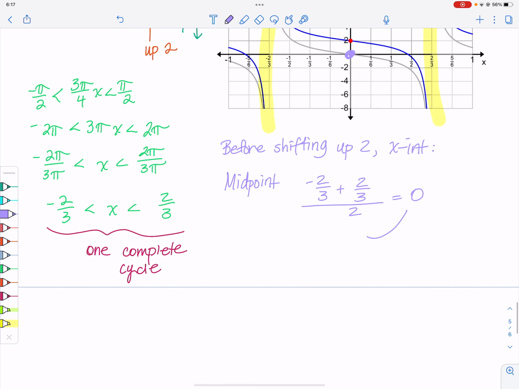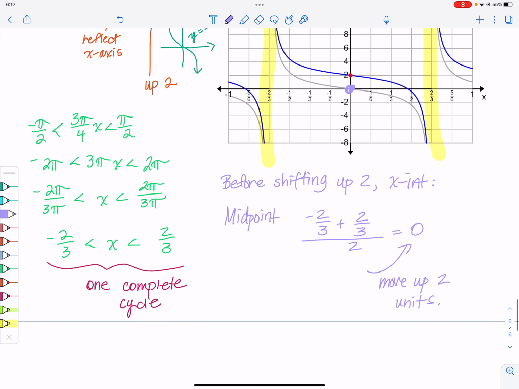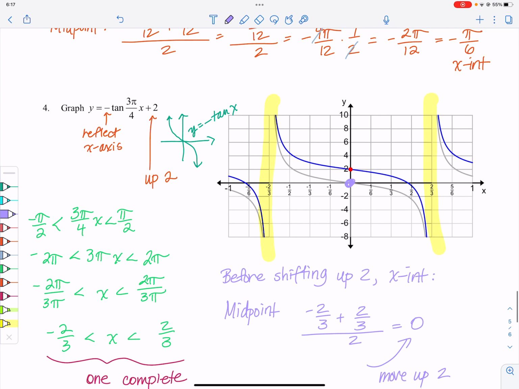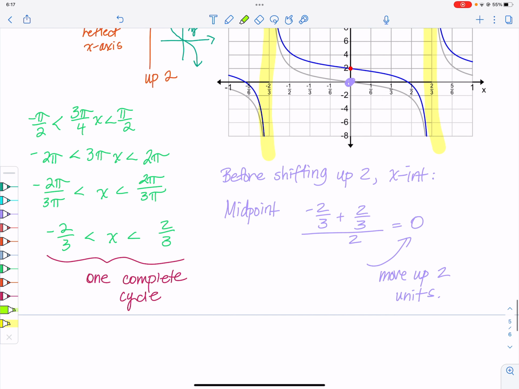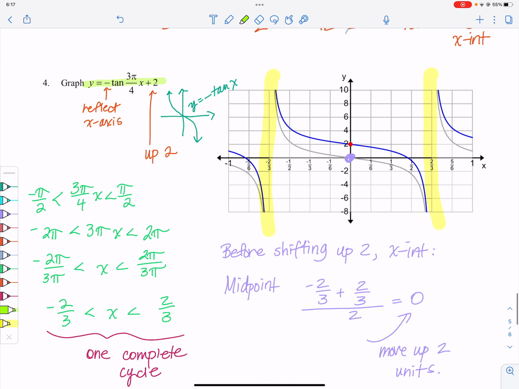So here we will move up 2 units for the graph of this function with the +2. Okay, and that completes this section.